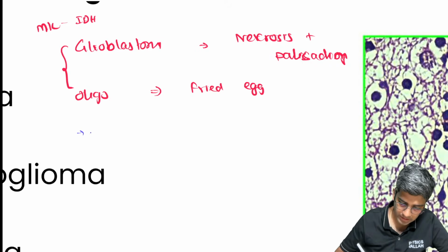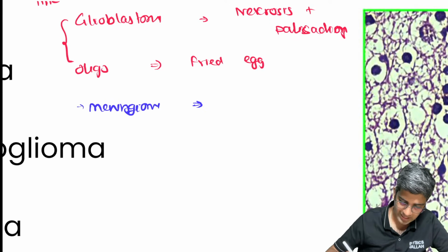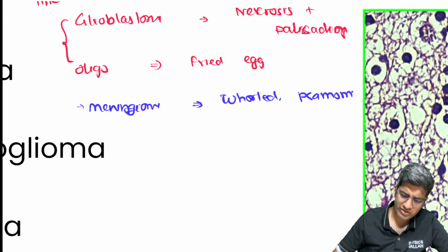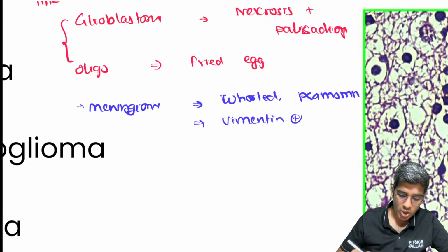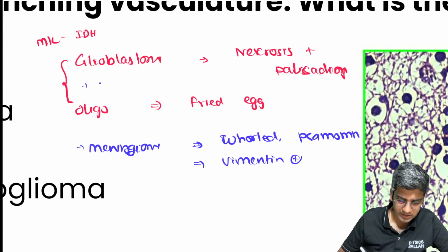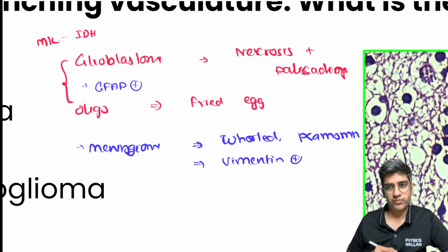Next, you have your meningioma. In meningioma, we have the whorled appearance and psammoma bodies. Not all will have psammoma bodies, but psammoma is classical for it, right? Meningiomas are positive for the marker called vimentin. Both glioblastoma and oligodendroglioma are positive for a marker called GFAP, glial fibrillary acidic protein, right?